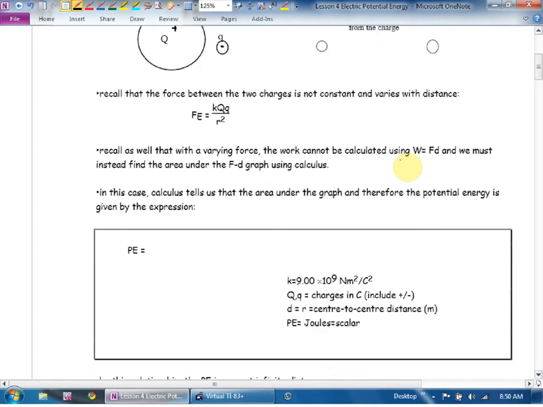Recall that the force between two charges is not constant, so I can't just go force times distance. We can't use that. We have to find the area under a force versus distance graph using calculus. I'm just going to say, trust me on the calculus. Here is the equation for electric potential energy. And if you haven't already, you might want your formula sheet out in front of you because you're going to want a lot of the charges and constants and things like that. Electric potential energy is kQ1Q2 over R.